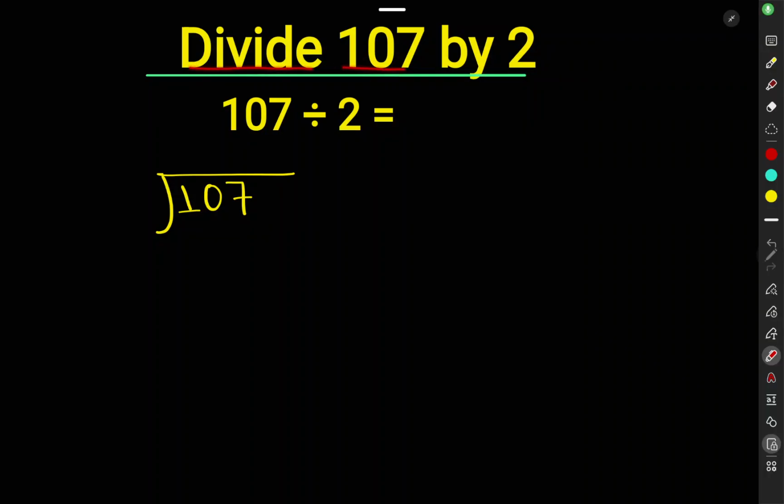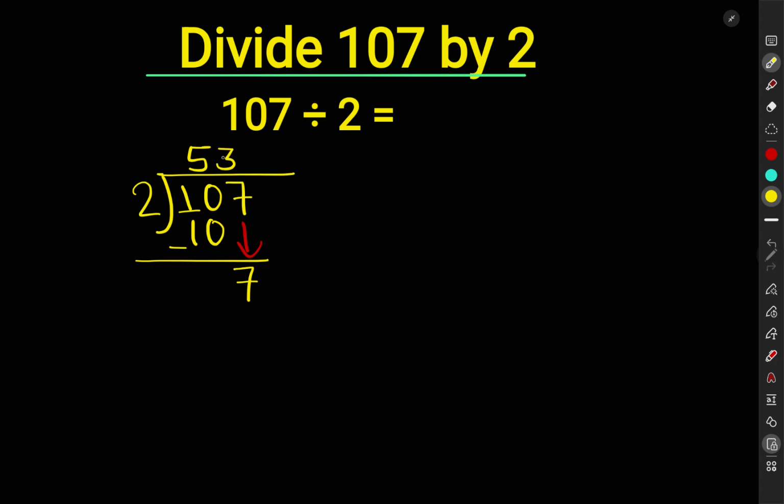Divide 107 by 2. So here we divide 107 by 2 in a long division method. So 2 times 5 means 10. On subtracting we get zero. So now this zero is less than 2. So we bring down the number beside this, 7, and we remove this zero.